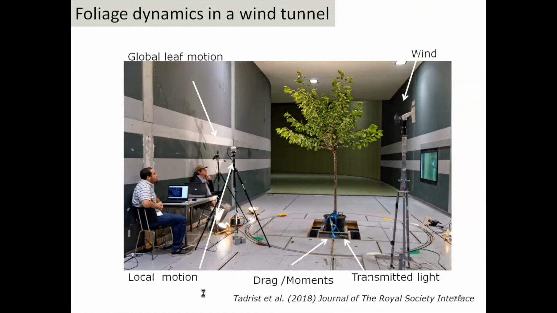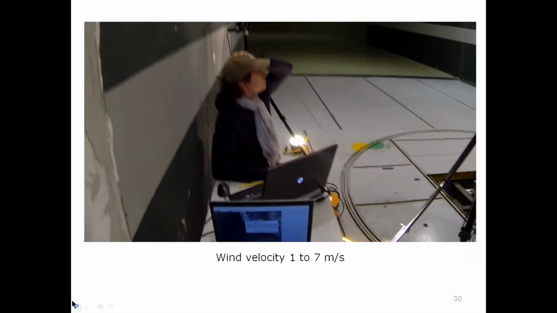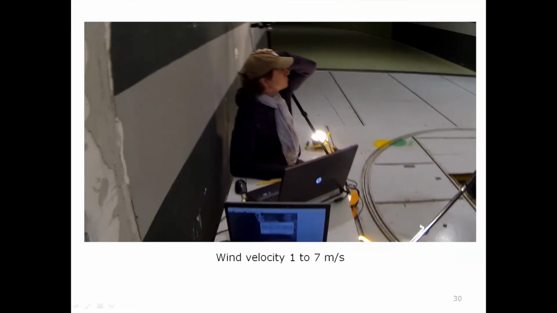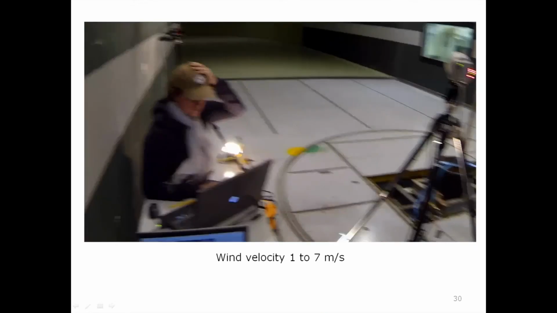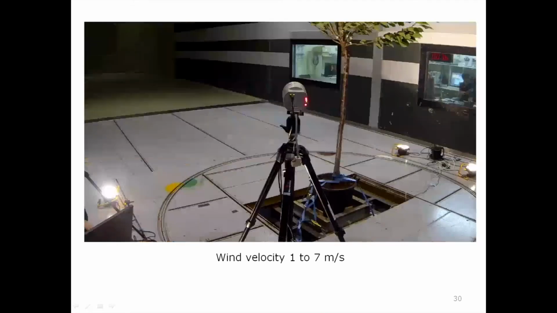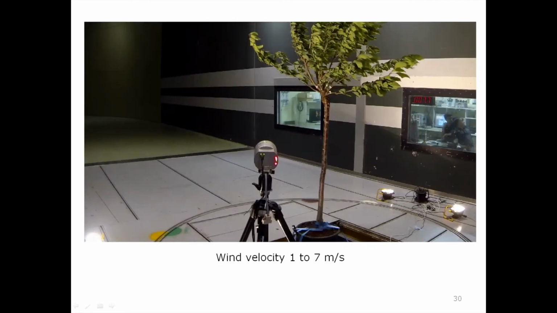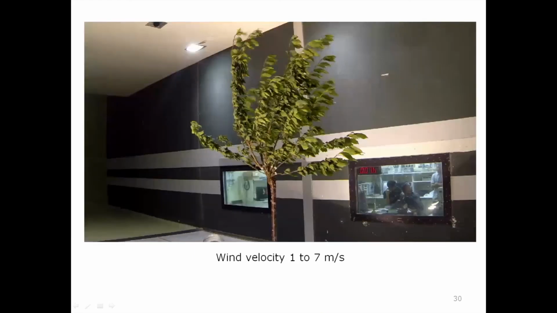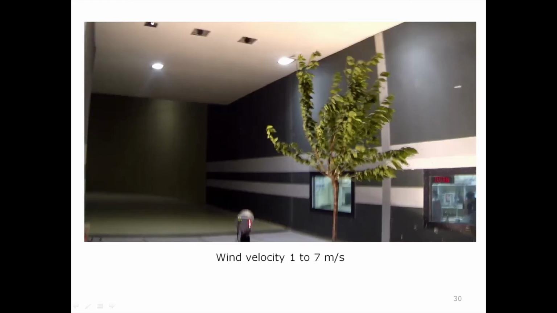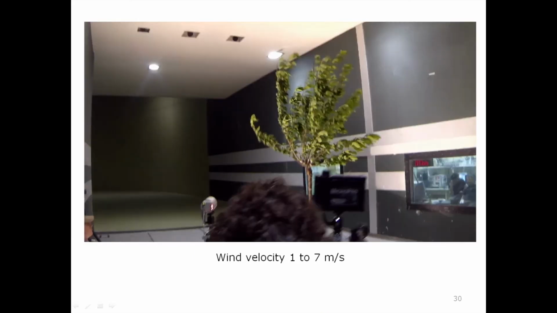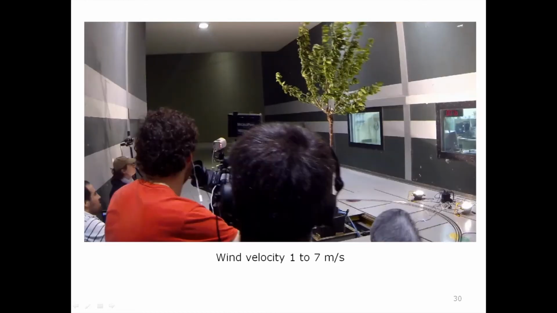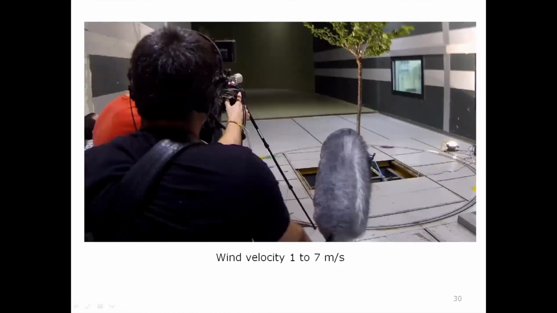Here is what an experiment looks like when you are inside the wind tunnel. So this is one of the highest winds, like 7 meters per second. So the tree is kind of moving around. I think that my video is a bit shaky. Maybe that's going across the channel. Let's go to the results. That's more important.